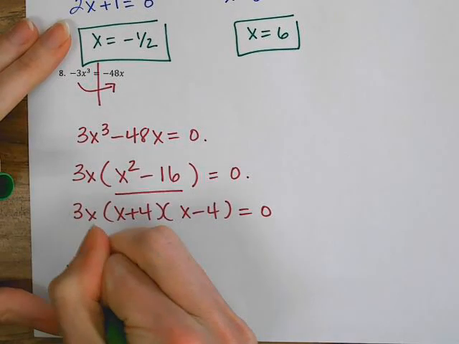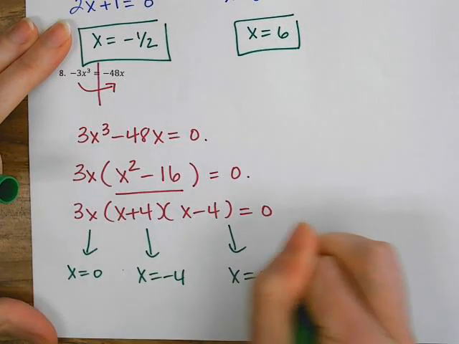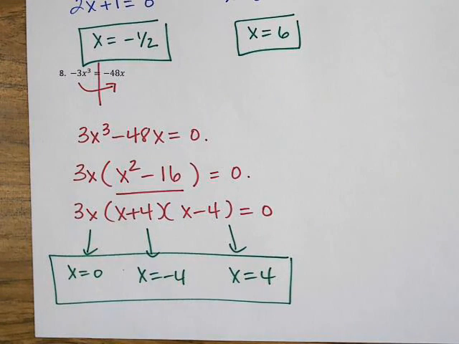This one, x equals 0. This one, x equals negative 4. This one, x equals positive 4. All right, chapter 8, that was a big one.